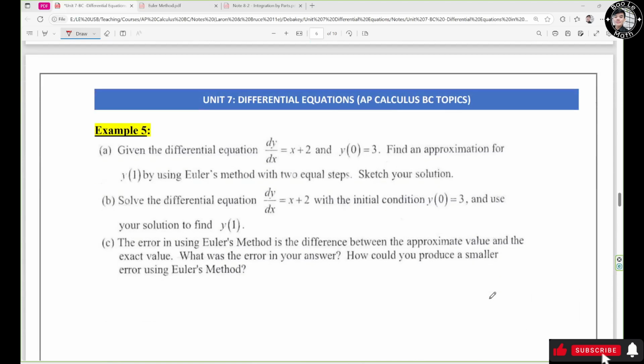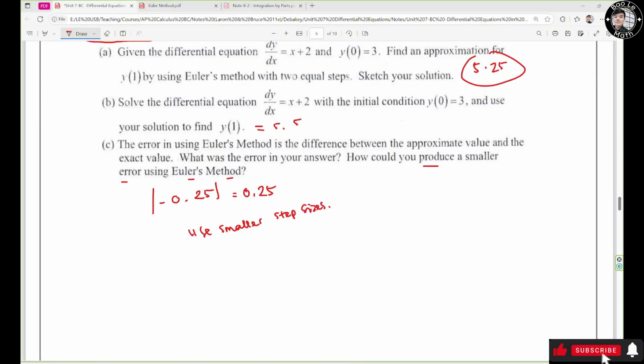Now let's move on to the last example. Example number 5 is similar to example number 1. I'm going to leave this one for you to practice. I just give you the answer key. And it's your time to start.